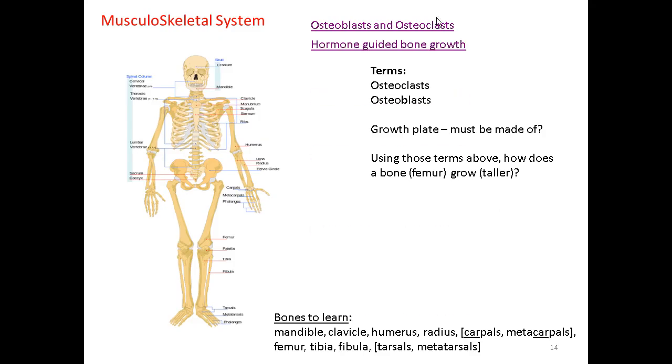These are two videos that will help if you go and open the PowerPoint, especially the hormone-guided bone growth video. That's pretty interesting. So now for movement, consider how you're able to do a bicep curl.